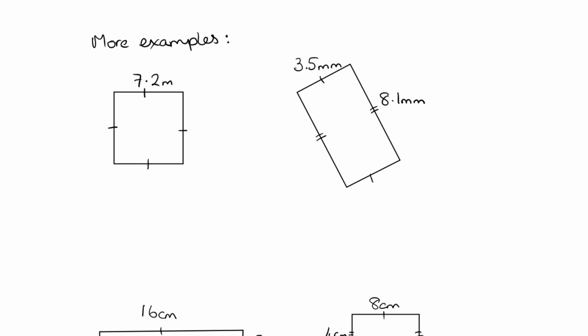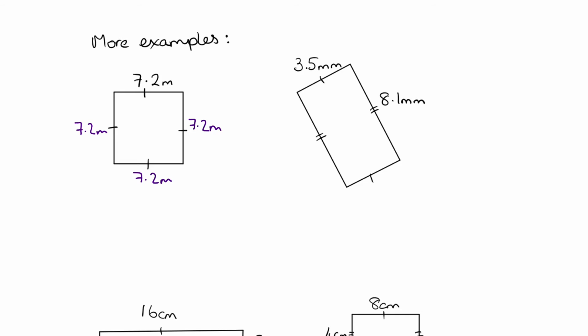So basically, in maths, if lengths are the same as each other, we mark them with the same number of dashes, okay? So because these 4 sides all have 1 dash, that means they are all the same length. So we know that they're all 7.2 metres.